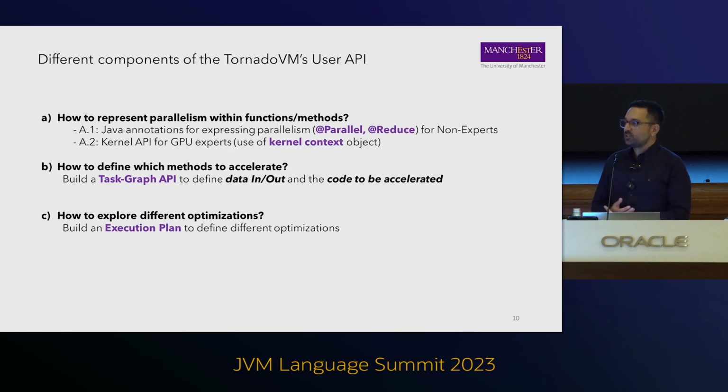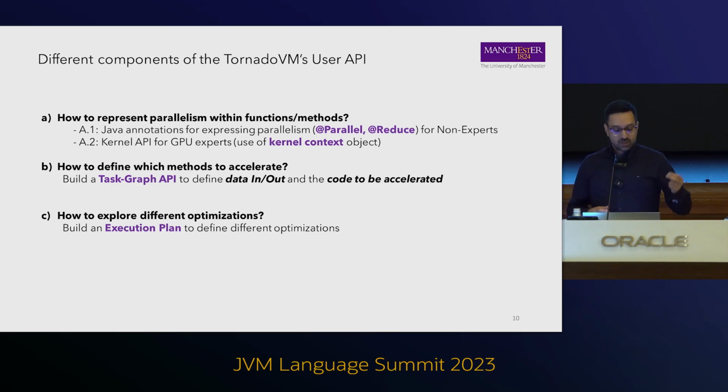This is suitable for non-experts because it doesn't require the developer to know the execution model or the programming model of the GPU or the FPGA, etc. But it has some limitations. There are some types of code that we cannot target. That's why we recently opened up a second API. As developers, you can choose one or the other. It doesn't matter for Tornado.